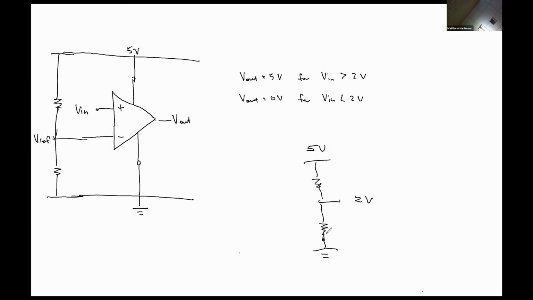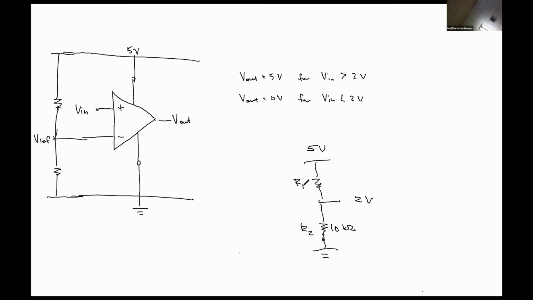So let's just say, for argument's sake, this guy is a 10 kilo ohm resistor. Let's call this guy R2. This guy up here is R1, and that's the resistor value we want to find. So I'm just making a generic assumption that I'm going to set R2 to be equal to 10K and then use that to solve for what R1 has to be.